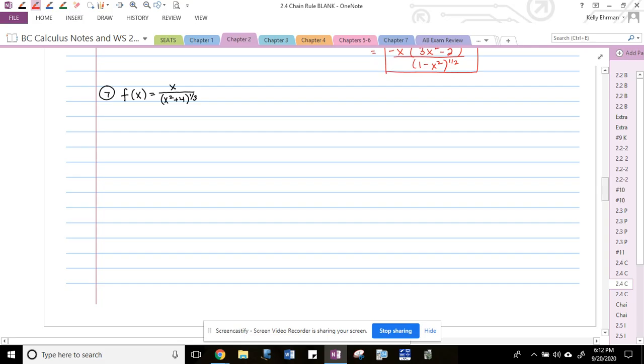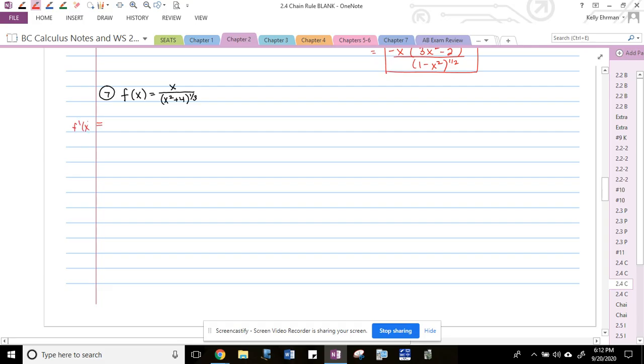Okay, number 7. This looks like a quotient rule because I can't simplify anything out. You could turn it into a product rule if you want to make it x times x squared plus 4 to the negative 1/3, but I don't really see much benefit in that unless you really hate the quotient rule. So let's just try quotient rule.